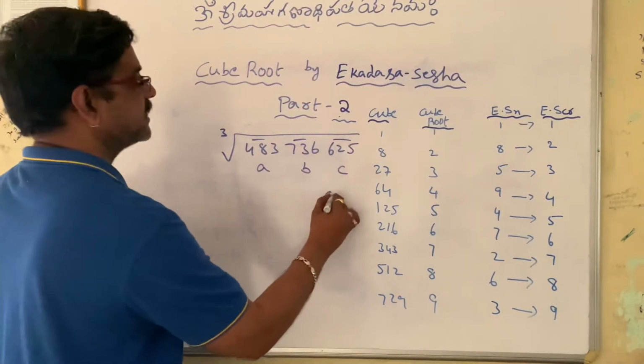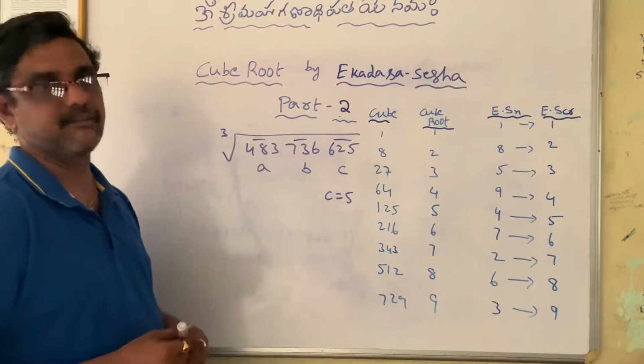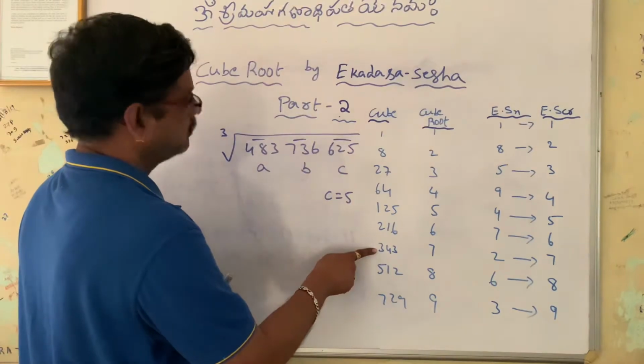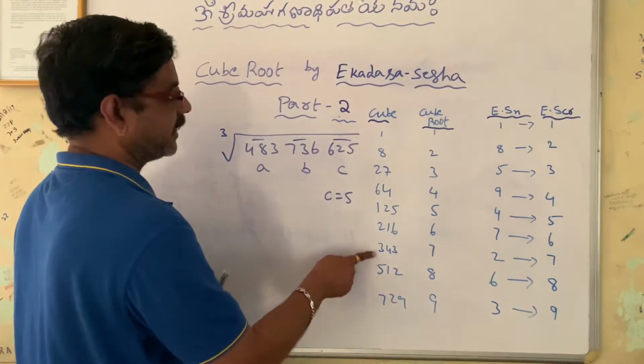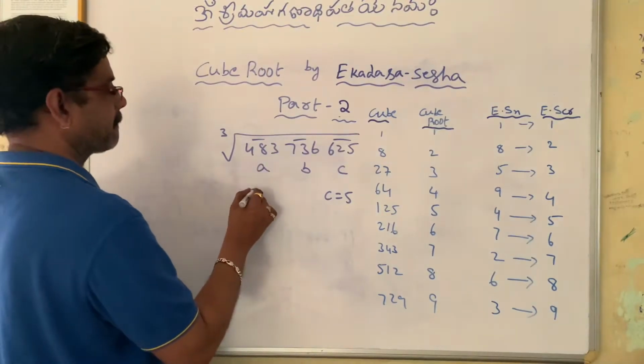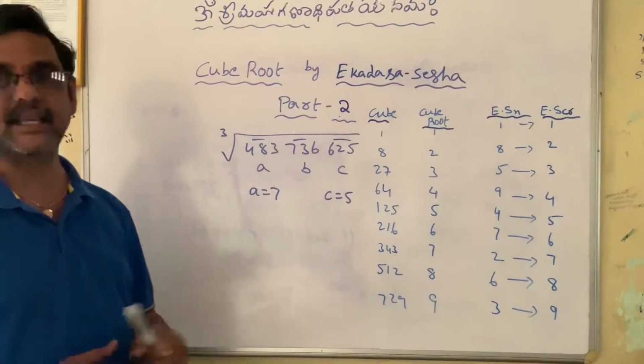Clearly we can say C is 5. If a number ends with 5, its cube root also ends with 5. 483 is less than 512 but greater than 343. So we can take A as 7. And we got A and C immediately.